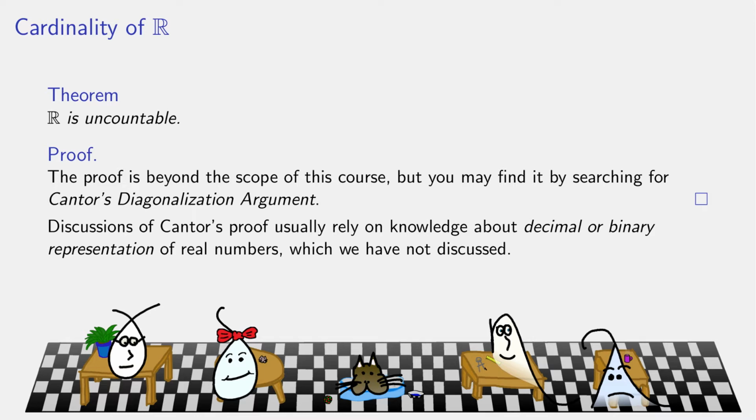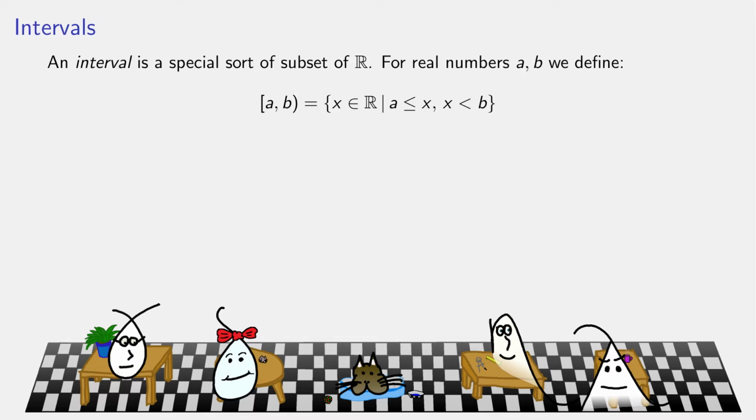Now the reason we're not going to do it here is that the proof, either historically or in its modern forms, tends to rely on knowledge about decimal or binary representations of real numbers. And we haven't discussed those, so I don't really want to rely on things like decimal forms of numbers in order to prove something about the real numbers. Since we haven't discussed that, I don't want to use it, but do know that the real numbers are an uncountable set. Now let's talk about subsets of the real numbers.